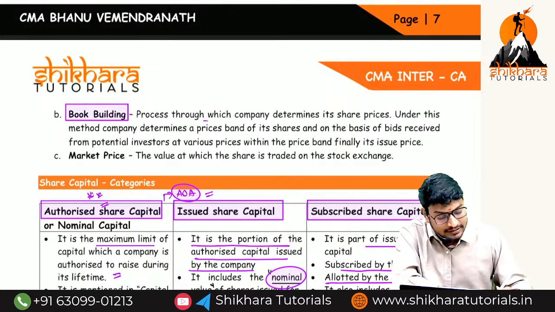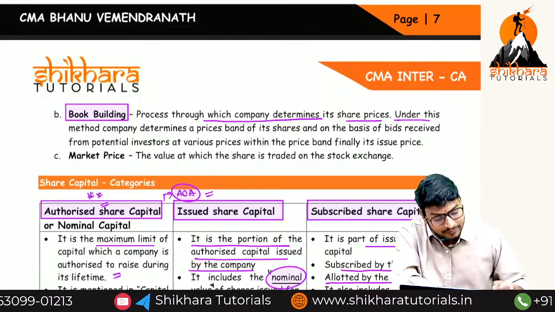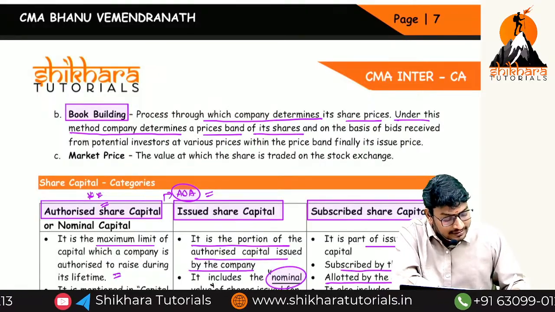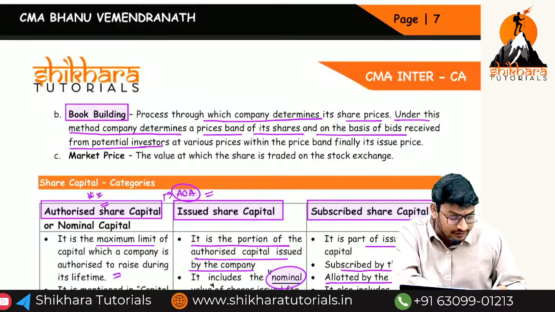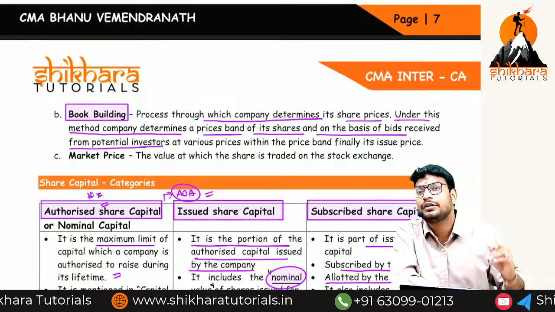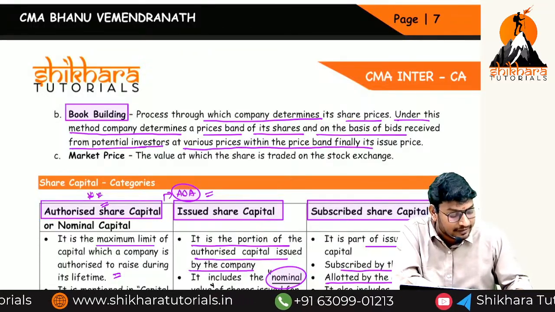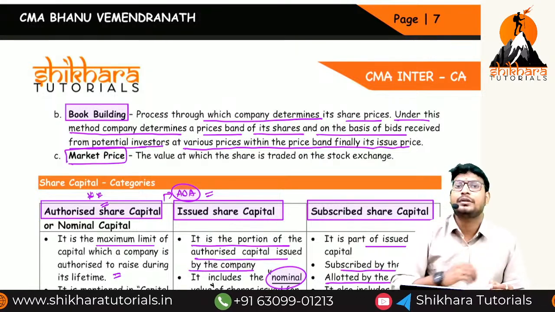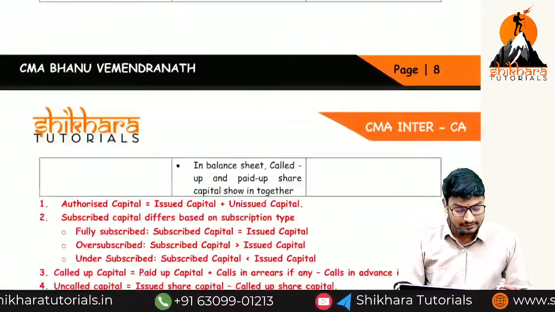And next one, what is the meaning of book building process? The process through which the company determines the share price. Already we have discussed. Under this method, the company determines the price band of its shares, based on the bids received from the investors. Who are interested will give the bids. From there we are going to fix the price band. Okay? On various prices within a price band, finally the issue price. What is the meaning of market price? The price available in the stock exchange right now is called as what? Market price. So we have discussed this also.